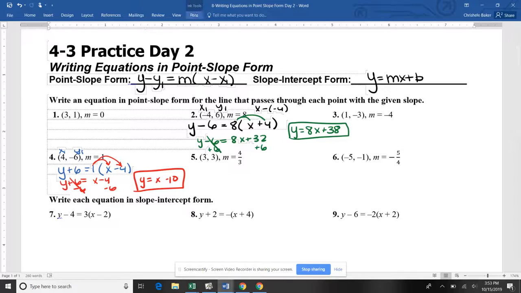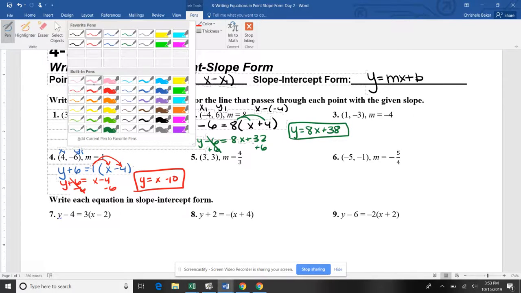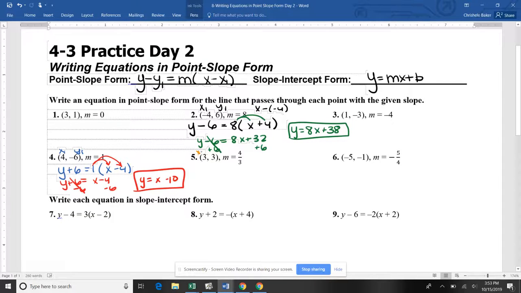All right, let's do one with a fraction. So this is x1, this is y1. So y minus my y value is equal to my slope times x minus my x value. So distributing my 4/3, y minus 3 equals 4/3 x. Now 4/3 times -3 is -4. So then I'm going to add 3 to both sides to isolate my y value. And y is 4/3 x minus 1.